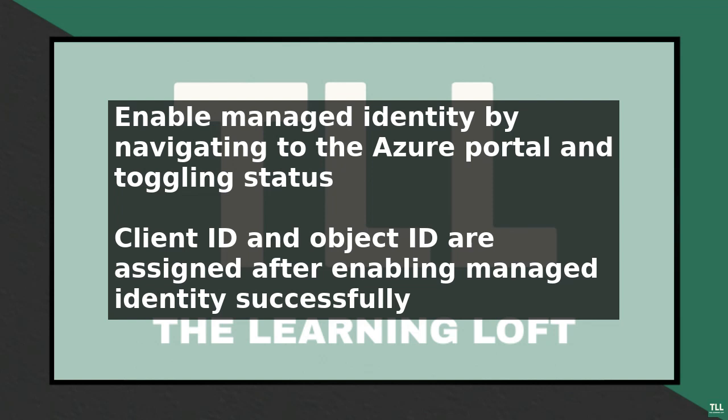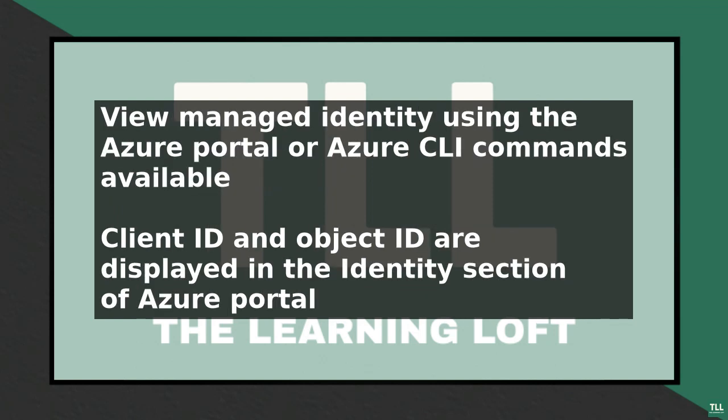To view the Managed Identity for your Azure SQL database, you can use the Azure portal or Azure CLI. In the Azure portal, navigate to your Azure SQL database and click on the Identity option. Here you will see the Client ID and Object ID for your Managed Identity. Alternatively, you can use the Azure CLI command az sql db show to view the Managed Identity for your Azure SQL database. This command will return a JSON object that includes the Client ID and Object ID for your Managed Identity.